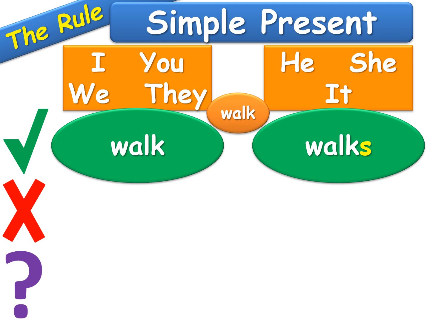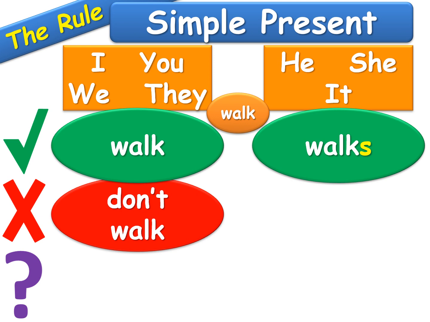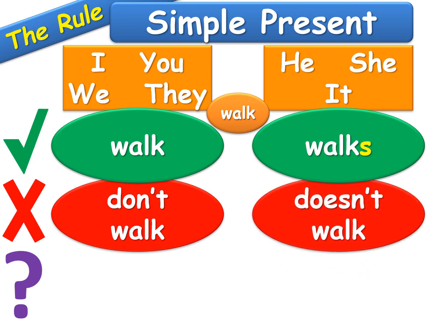Now, in a no sentence, and we're talking about I, you, we, or they, we use don't and then the verb. So, I don't walk. Now, if we're talking about he, she, or it, we have to use doesn't and then the verb. Doesn't walk. So, he doesn't walk, she doesn't walk, and it doesn't walk. But look carefully. In a no sentence, we don't need the S anymore. We only add the S to the verb in a yes sentence for he, she, and it.